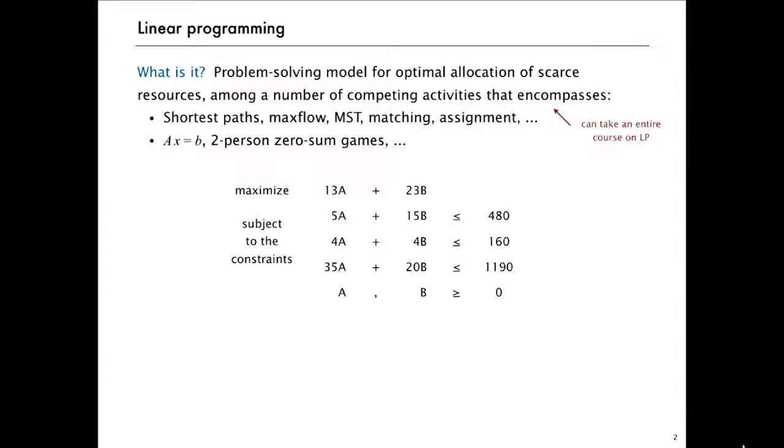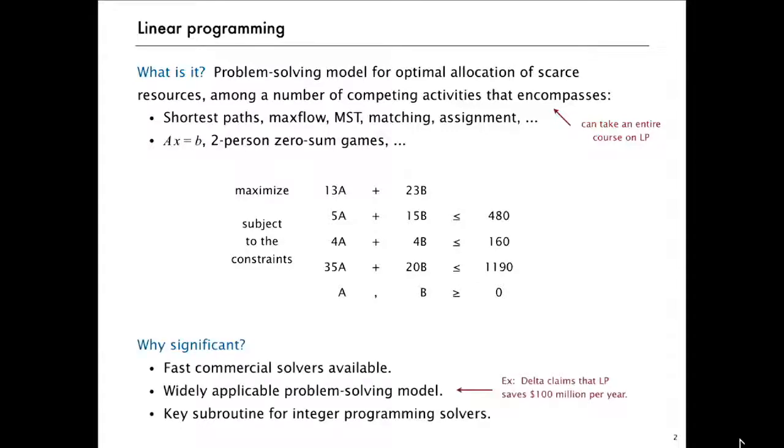There's two steps. The first is whatever problem you have, shortest path, Max Flow, and the like, you have to formulate it like this. That's reduction. You take your problem and you convert it into this form. And then the second thing is to solve it. That's what linear programming is.